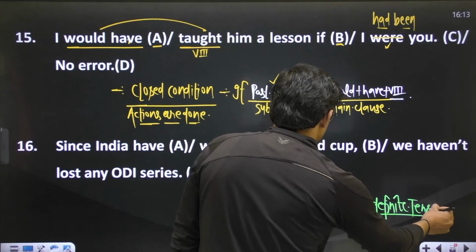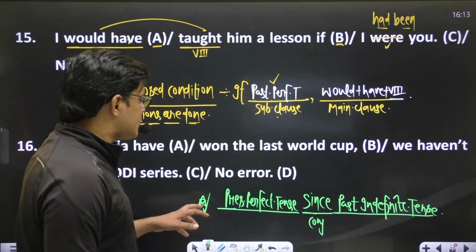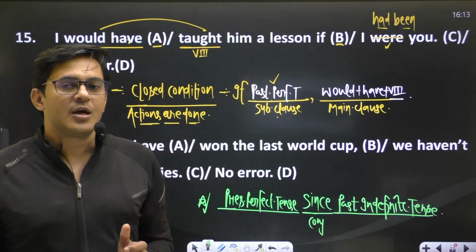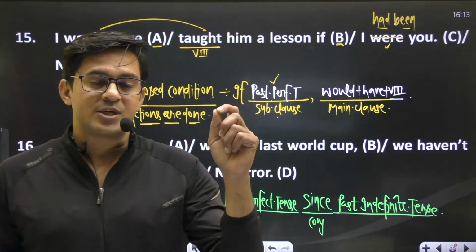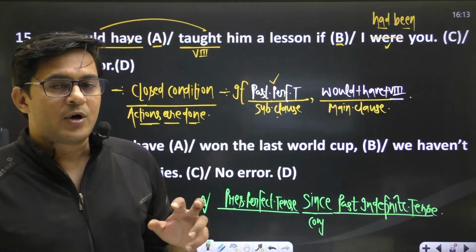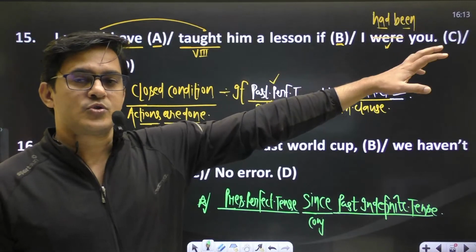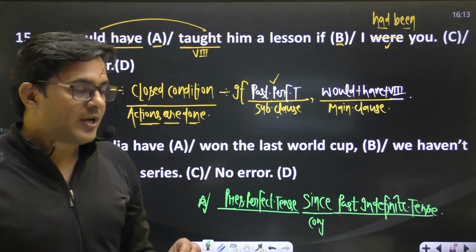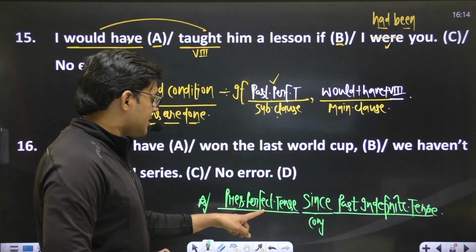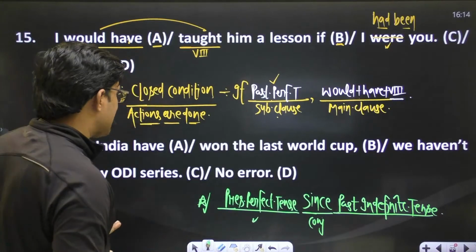And why do we use such a construction? The main thing is why we use such a construction. We use this construction to denote two actions, where one of these actions was done in the past, and because of this past action you are getting a result in the present. So that's why past indefinite, and the result is in the present, so that's why present perfect. So this is the combination of that, right?